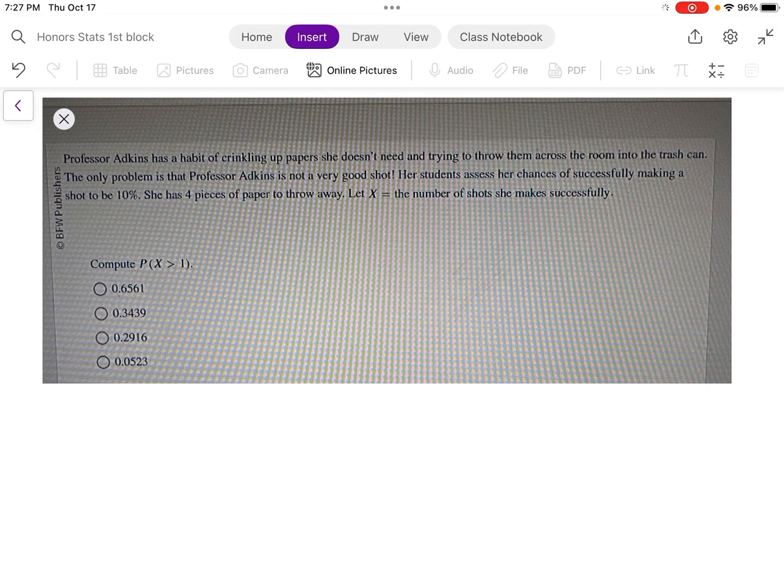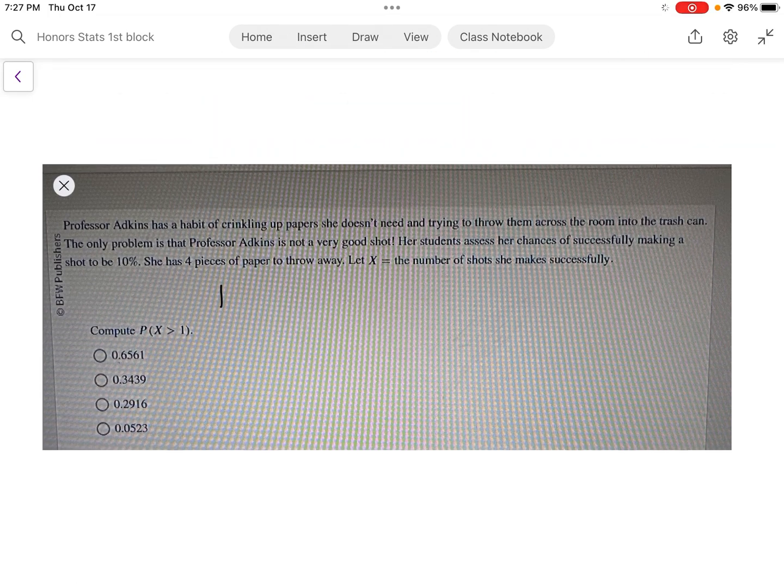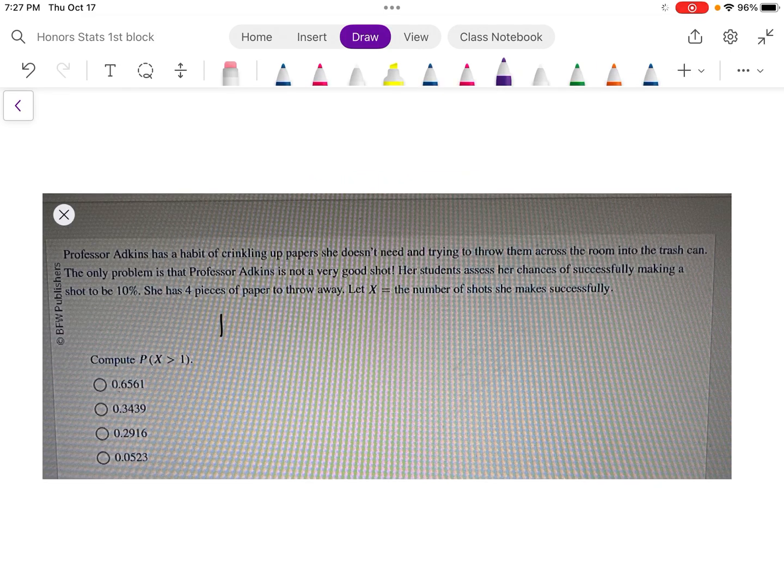Her students assess her chances of success, so the probability of success, as I get a pen tool. Oh, come on, where'd you go? Come on. There we go. Probability of success is equal to 0.10. Ooh, she's a bad shot. She has 4 pieces of paper to throw. Let X be the number of shots she makes successfully.